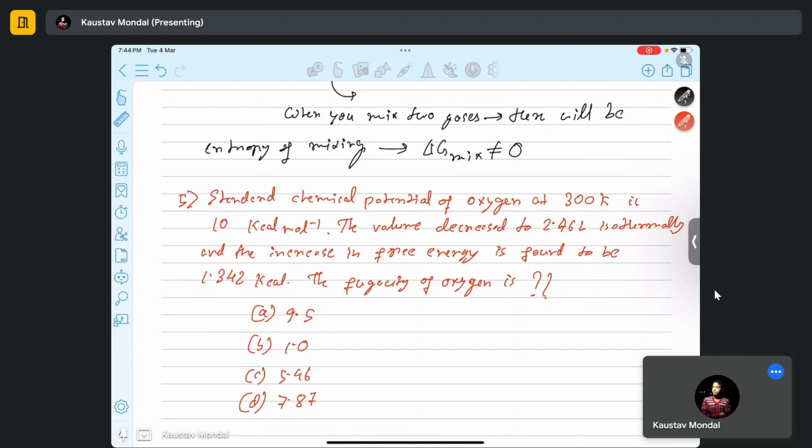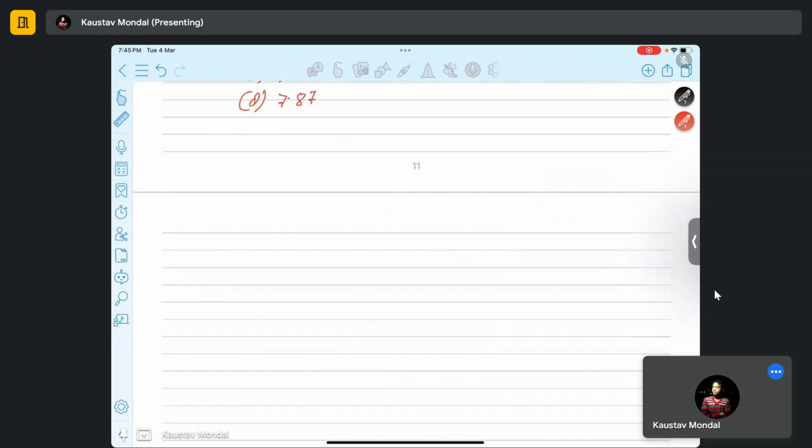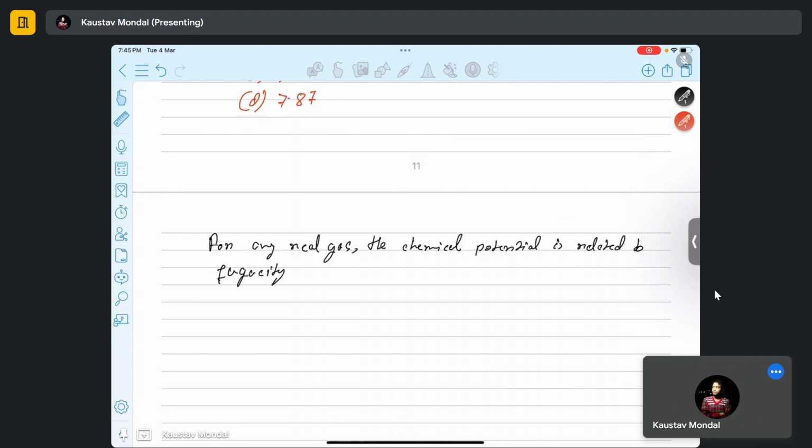So now how to do that? For any real gas, the chemical potential is related to fugacity as mu equal to mu naught plus RT ln F by F naught, okay.